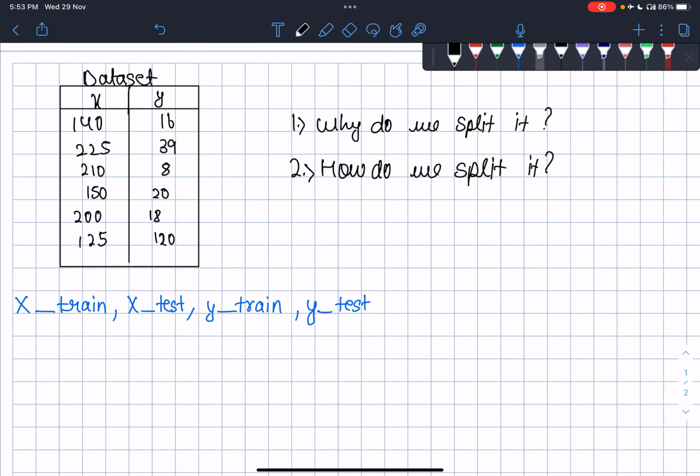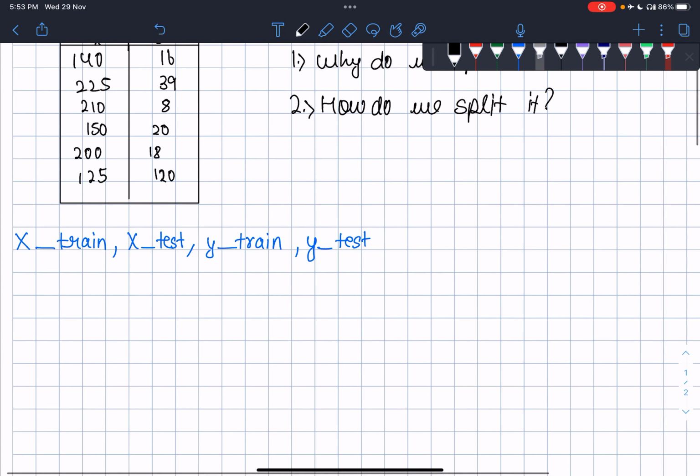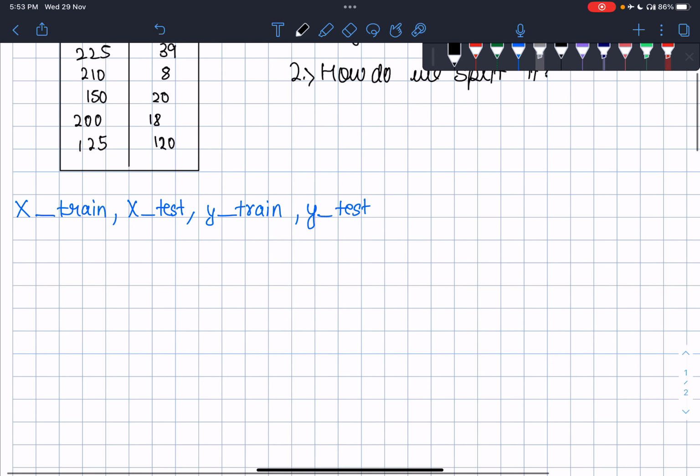Yeah. So in machine learning, we always say that we split the data, but have we ever wondered why we split it? In machine learning, we are building a model. Okay, so let's understand what machine learning does.